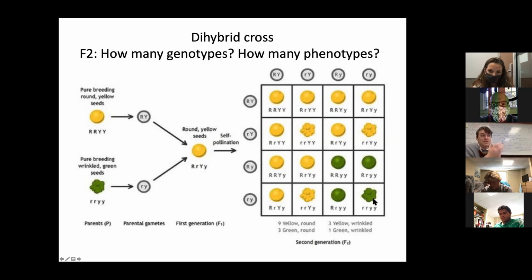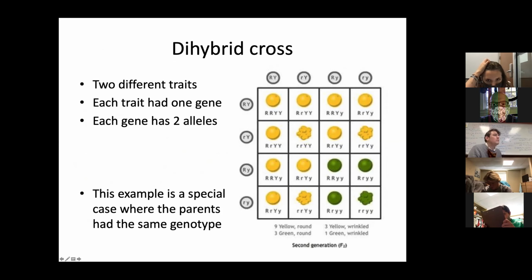So there's a symmetry here that you can use to kind of understand how the square works. And as I already said, this is a cross where the 2 parents have the same heterozygous genotype at both loci. But you could take any 2 of these from the square and cross them, and you would get some smaller number of genotypes and phenotypes.